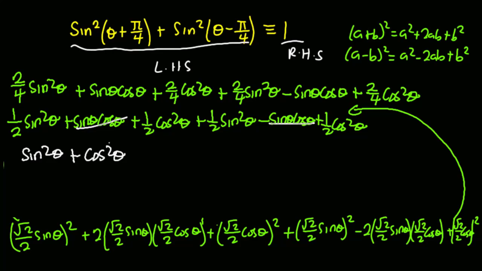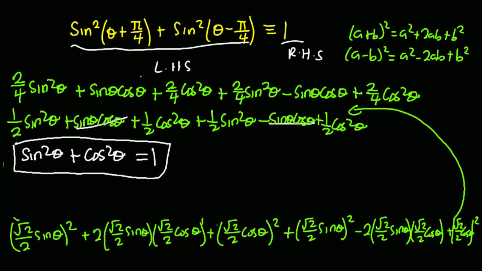But one of the trig identities states that sine squared theta plus cos squared theta is equal to 1. And by this, it shows that what we have on the left hand side is equal to what we have on the right hand side.